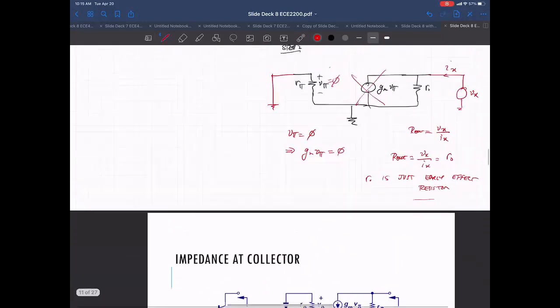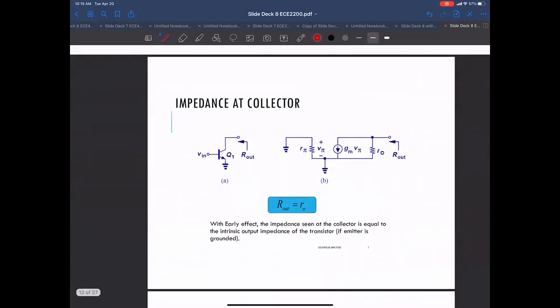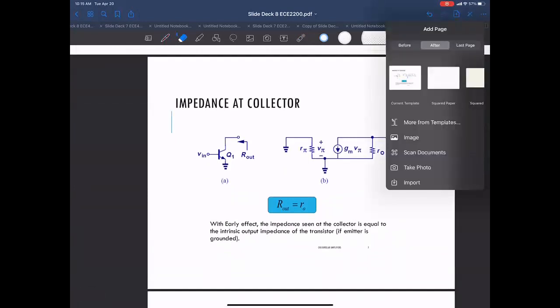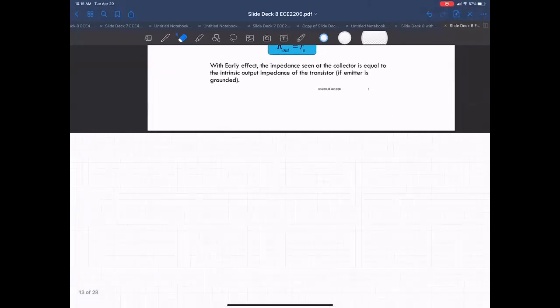Okay, so those are these two examples. Now let's look at one more example, because we said this was sort of like a general procedure, right? So let's look at the resistance, the impedance seen at an emitter.